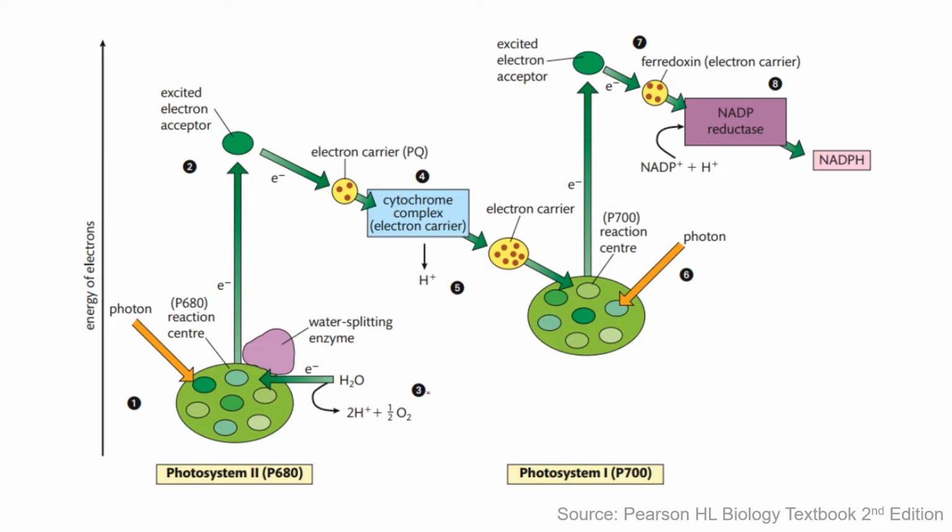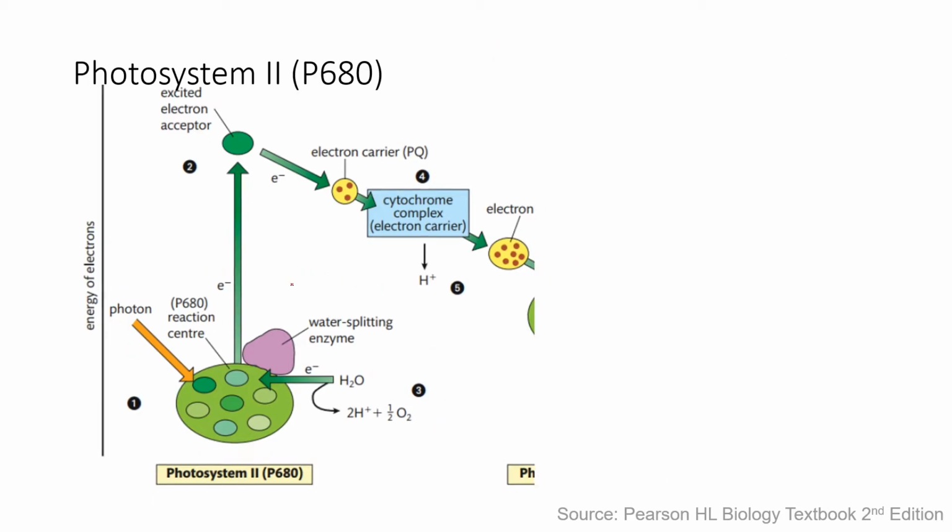So if we once again look back at this diagram, we've now somewhat explained what happens in this section here. So the electrons have now been donated to photosystem 2. So if we were to have a look at photosystem 2 in more detail, the high energy electrons, which gain their high energy state from light photons, are accepted by this excited electron acceptor over here.